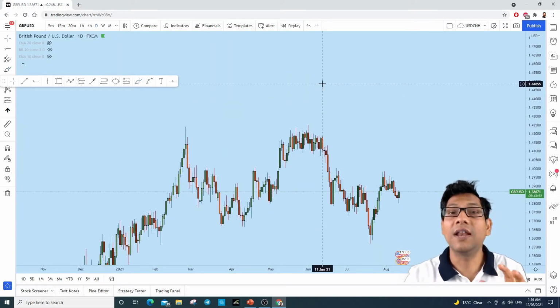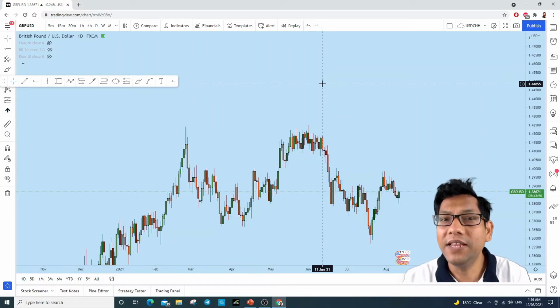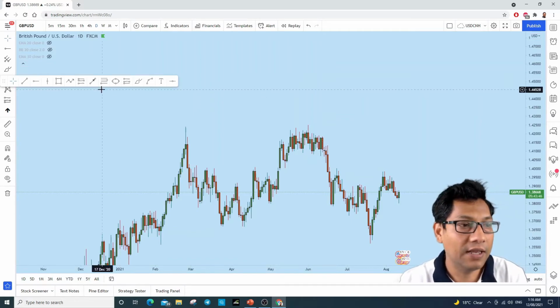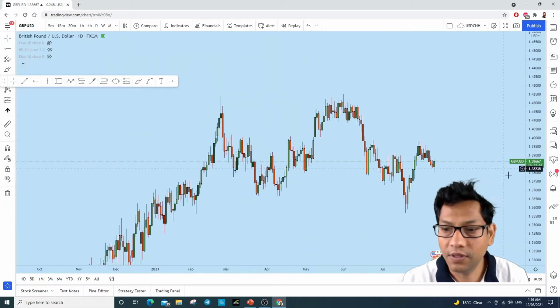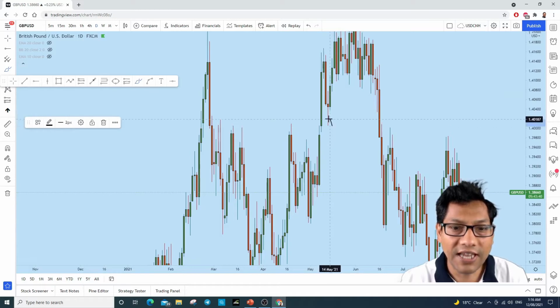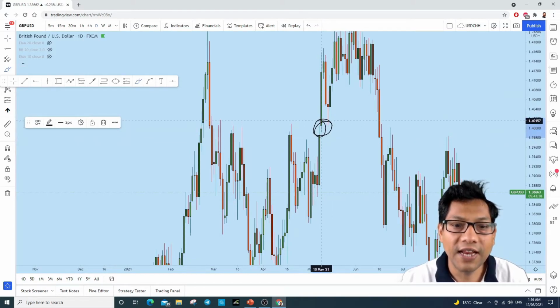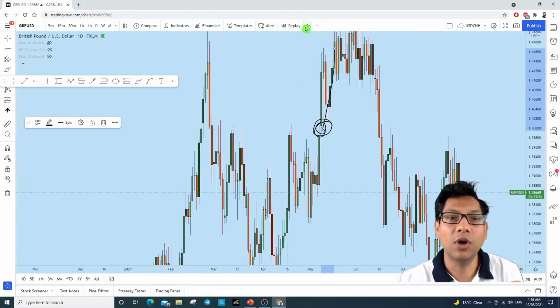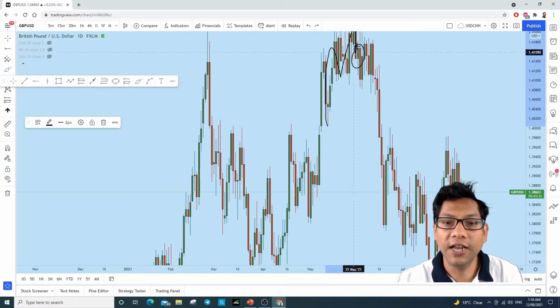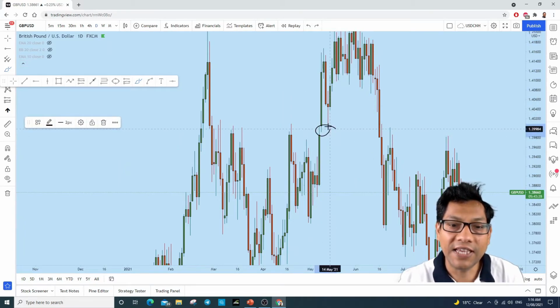Now let's learn the gap level. A gap level is basically when there is a gap opening. There is a perfect example here in the British pound US dollar that we have been talking about so far. See, there is an opening, and then there has been a gap opening here. After this gap, what happened? The price went up, consolidated, and then broke below. So this level we can call a gap level.